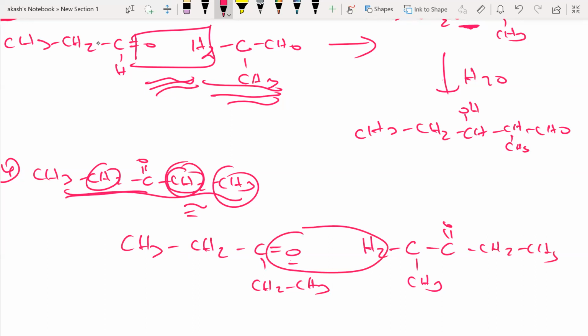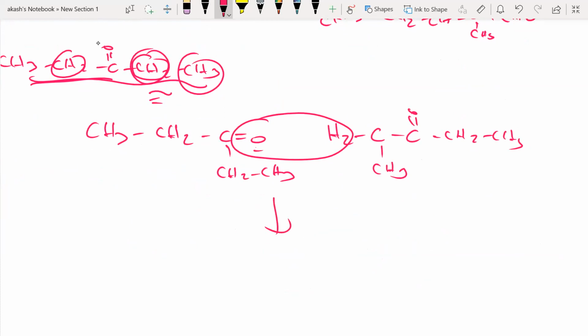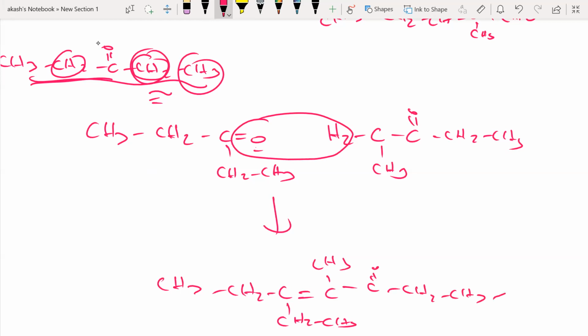Now easily you can remove your H2O to form CH3, CH2, C, CH2, CH3, double bond, C, CH3, C double bond O, CH2, CH3. That's it. That's your final product. Okay, right? So every time you have to go for the mechanism like this, we'll be able to show the shortcut and then get the final answer.